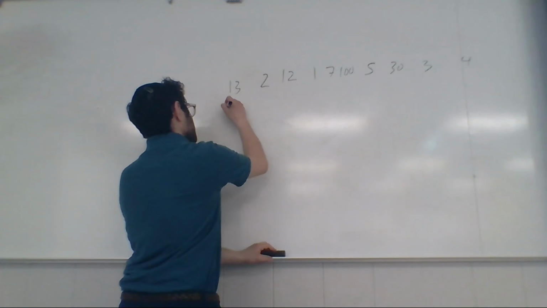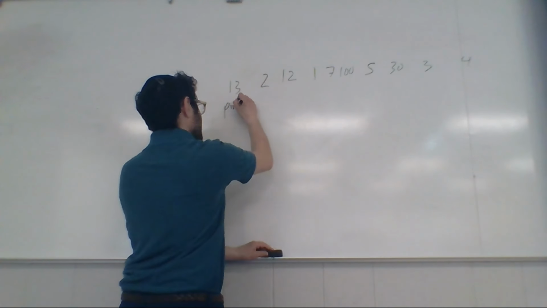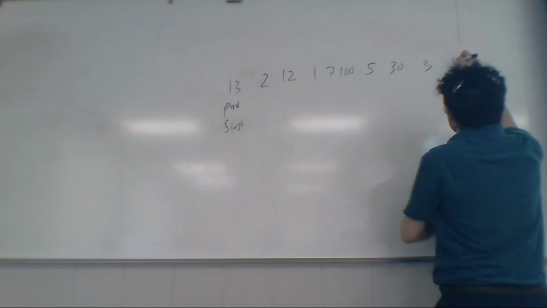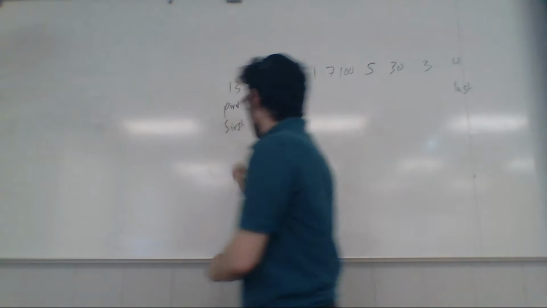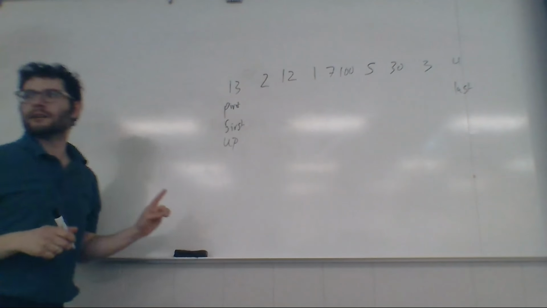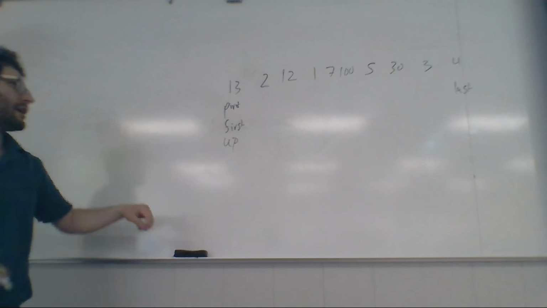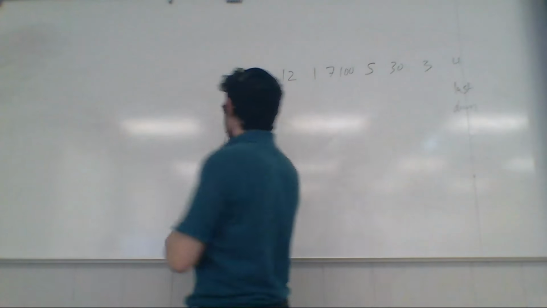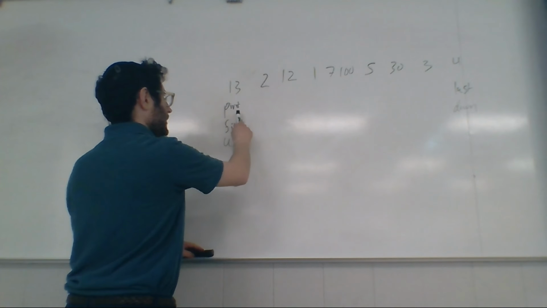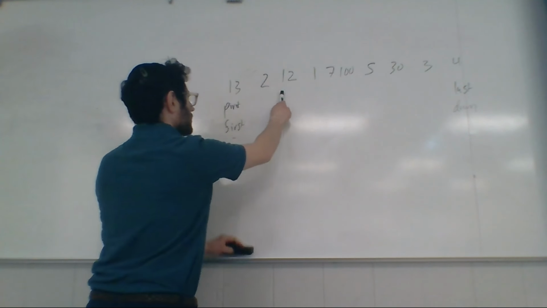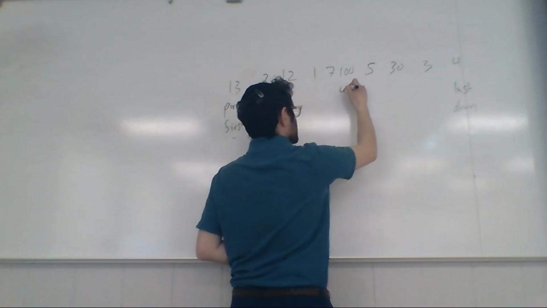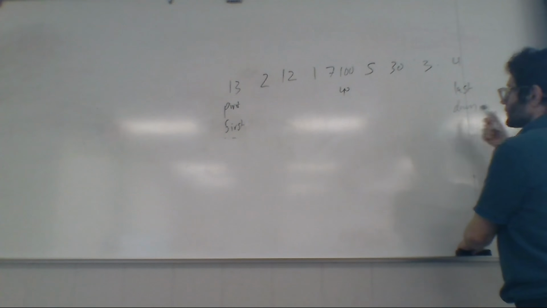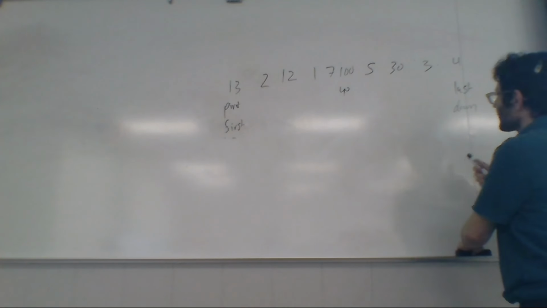So how does the partition function work? You have our pivot, which is the first element of the array or subarray we're trying to do, and then you have the last element over here. You travel up the array looking for the first number that's bigger than our pivot, and then travel down for the first number that is smaller. So let's travel up the array looking for the first number that's bigger than 13. 2 is not bigger, 12 is not, 1 is not, 7 is not, but 100 is. Now we travel down the array looking for the first number smaller than our pivot. Well, we found it, it's right over here.